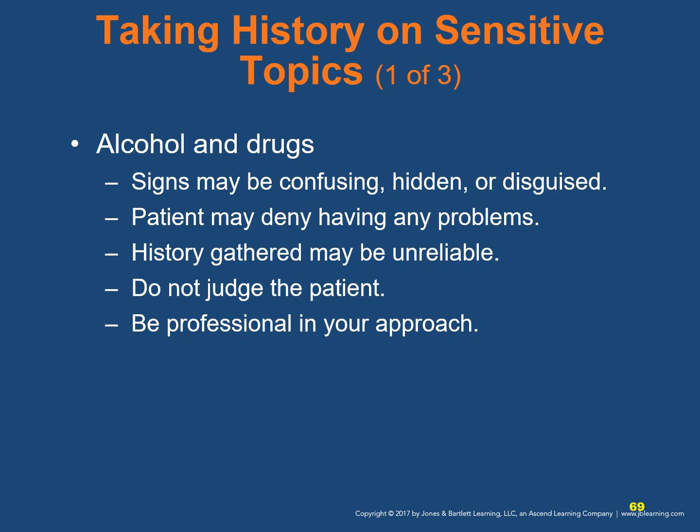Take history on sensitive topics, alcohol and drugs. Signs may be confusing, hidden, or disguised. Many patients may deny having any problems. History gathered from a chemically dependent patient may be unreliable. Do not judge the patient and be professional in your approach.